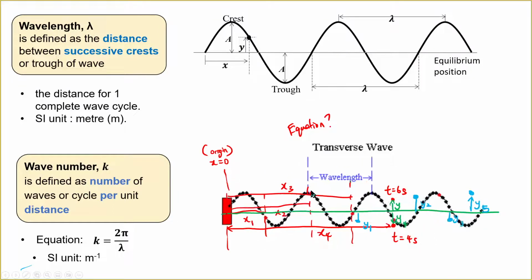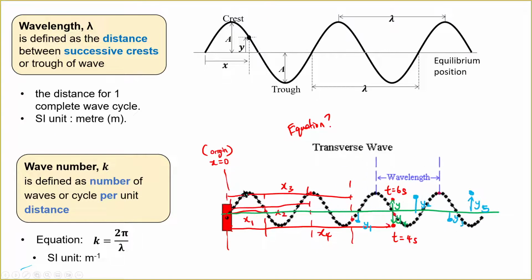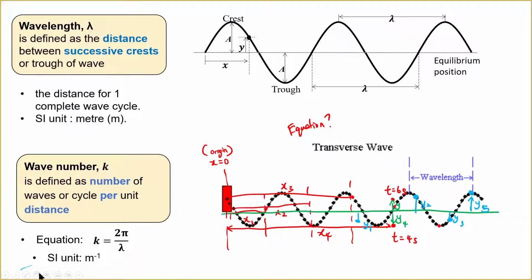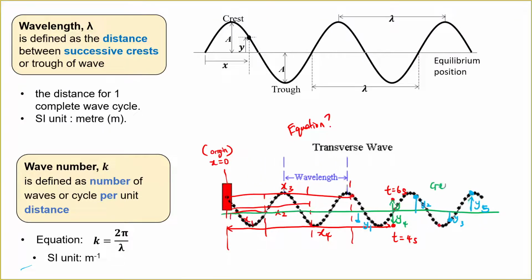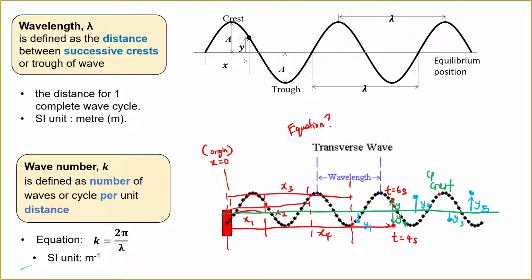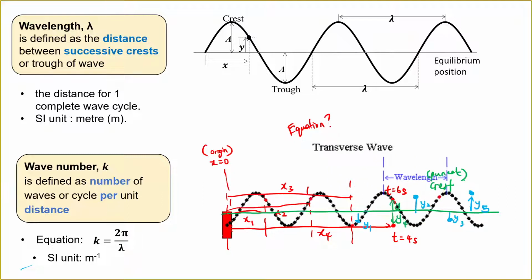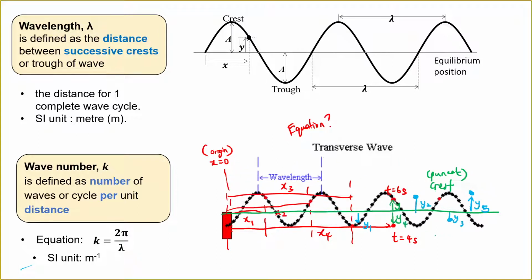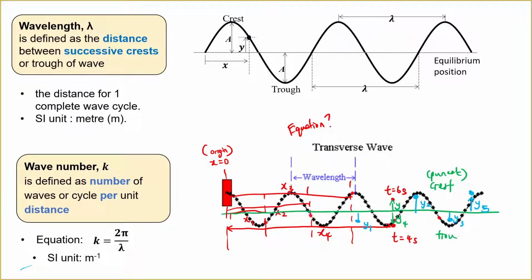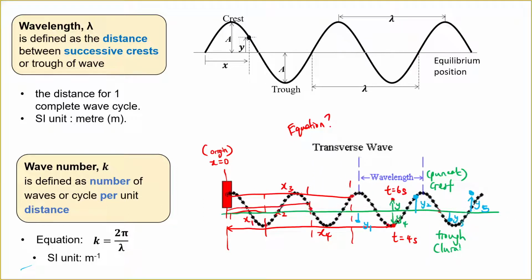If you look on the water surface, you look at the ripple of water. What you can see is a crest. What you see on the water is called a crest, puncak. Pernah belajar puncak di SPM? Kalau di bawah itu dipanggil trough, dipanggil lurah.